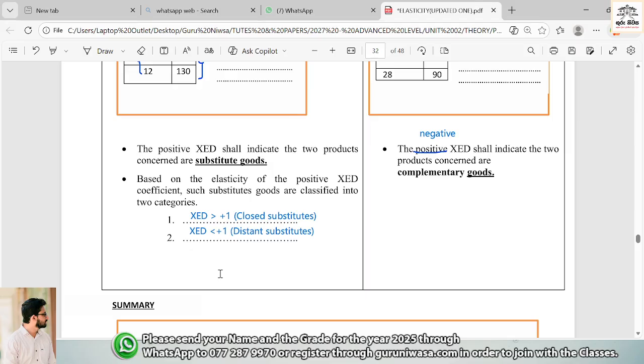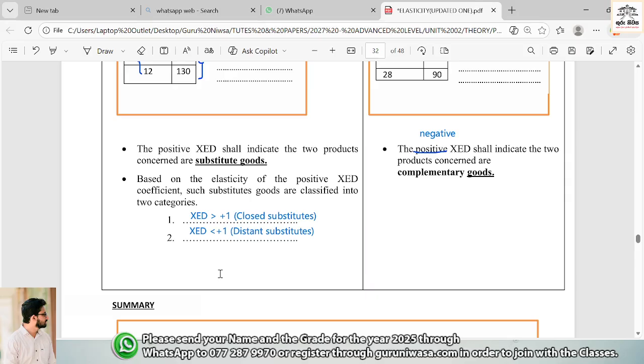These are all beverages, but the problem is tea is a hot beverage. Coffee is also hot. Did you get the point? But a cool drink, yeah, we can use it, it's no issue, but it is not a close substitute, it is a distant substitute. Are you okay with that?